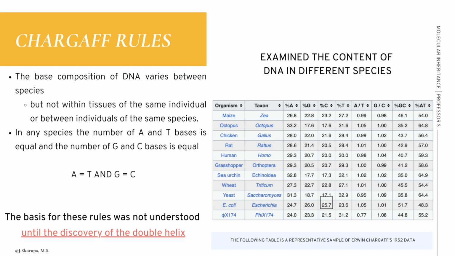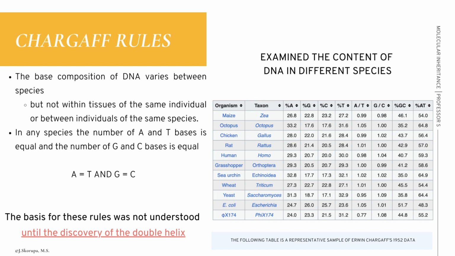And as a brain teaser, look at the bottom organism. What do you notice about these numbers? They don't match. A does not equal T and G does not equal C. And why do you think that is? It's because this species doesn't have two strands of DNA. It's just a single strand of DNA. So it doesn't need to have matching A and T or G and C. For everyone else, the ratio of A over T or G over C is hovering around 1.